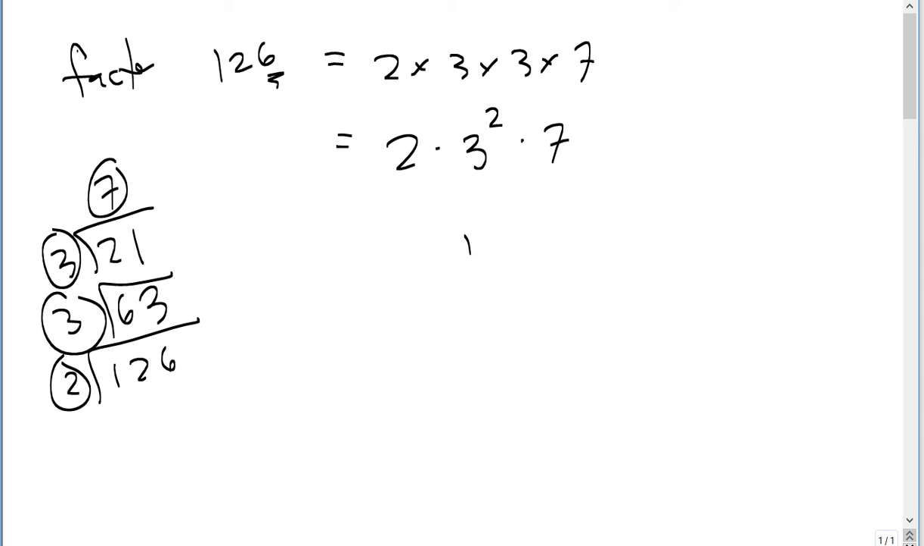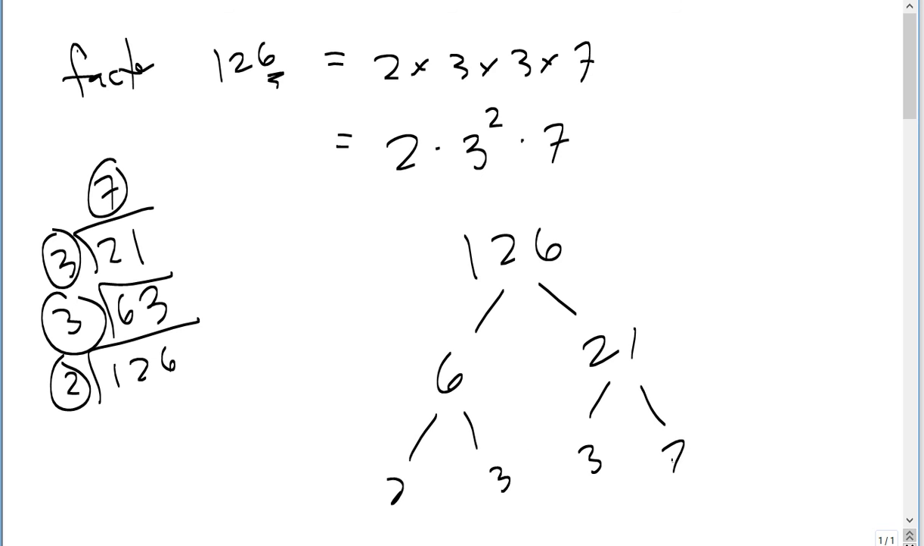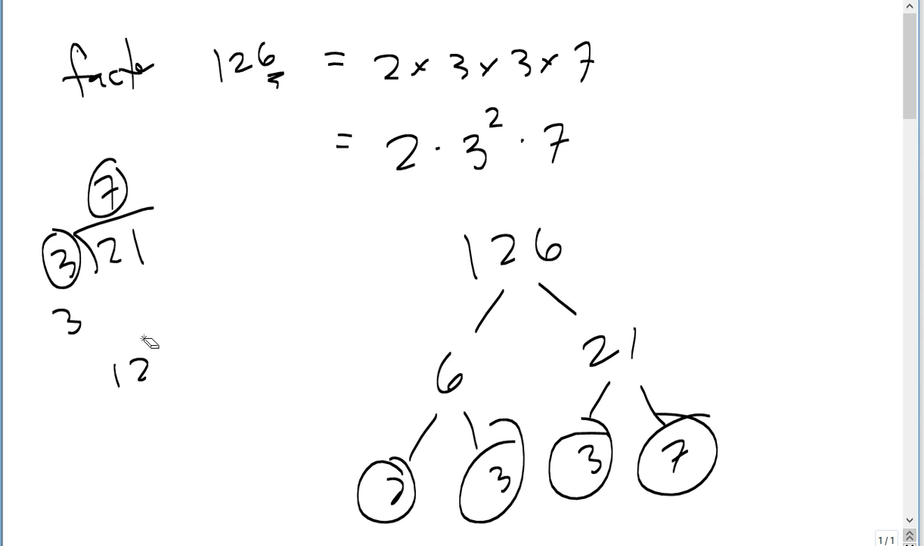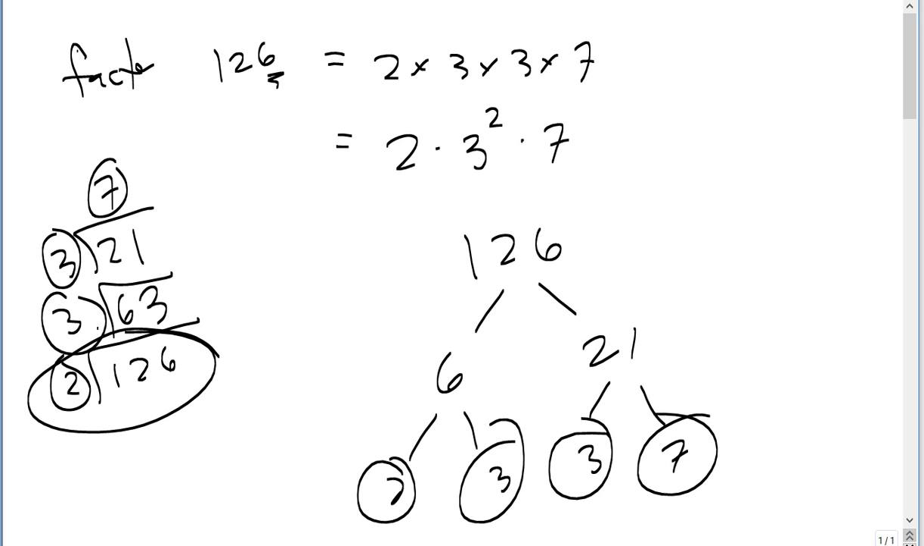Some people do like this tree diagram they're taught, where you go like this is 6 times 21, and then this is 2 times 3, and this is 3 times 7 or something like that. But a lot of times you need to do some sort of long division to figure it out. Is it immediately obvious that this is 6 times 21? Maybe not.